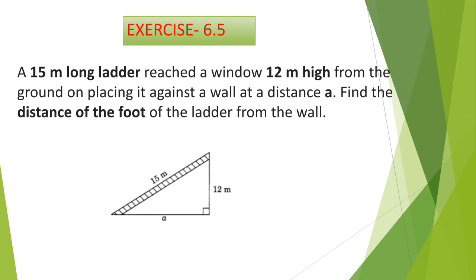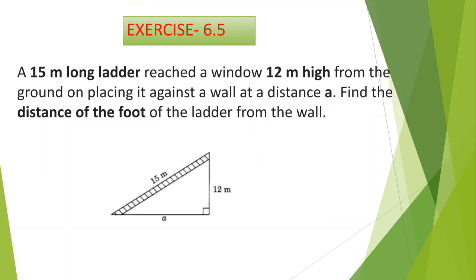Clear? When we are placing the ladder against a wall, the top of the ladder, from the top until the bottom, is 12 meters. Clear? We have to find the distance of the foot of the ladder from the wall, that is the bottom of the ladder and the bottom of the wall. We have to find the distance between both of them.